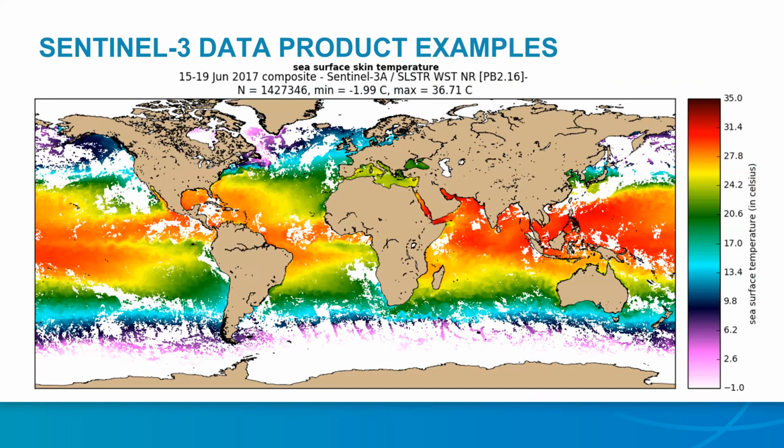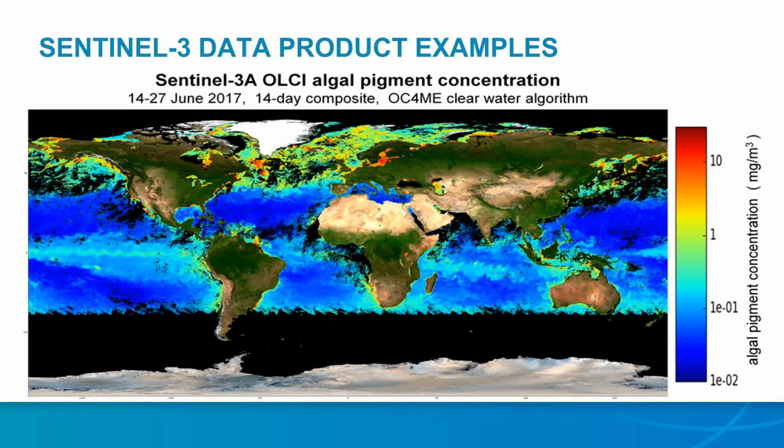Here are some examples of Sentinel-3 data products. So first we've got global sea surface temperature from the sea and land surface temperature radiometer in degrees Celsius from June 2017. And you can see, unsurprisingly, that temperatures are highest around the equator. This one is global algal pigment concentration from the ocean and land colour instrument in milligrams per metre cubed from June 2017. And here you can see that the concentrations are highest in the north of the northern hemisphere.